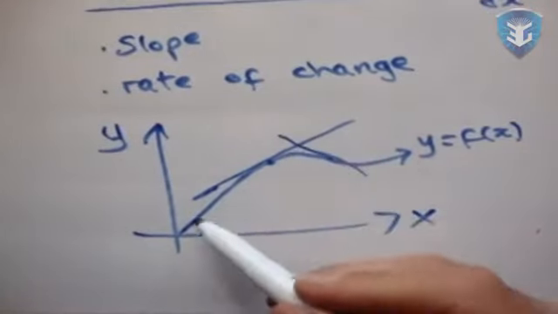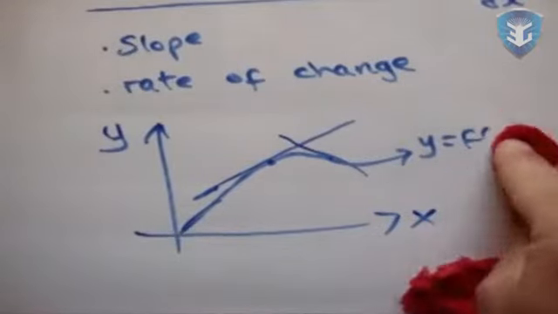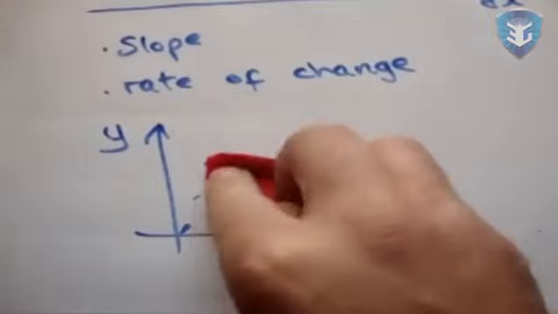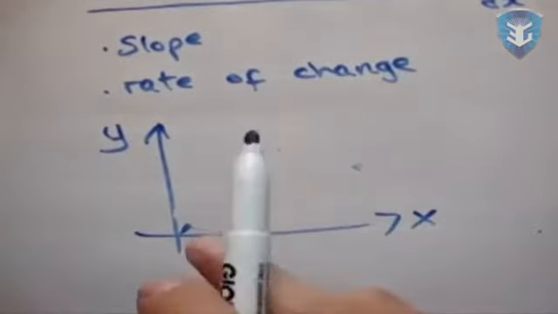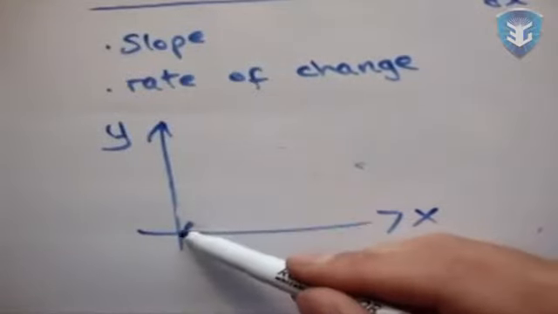So it might be here, wherever it is. So by computing the derivative, you will get the slope. That's the first thing. What else? It will give you a rate of change. So that's what slope is. Slope is a rate of change.